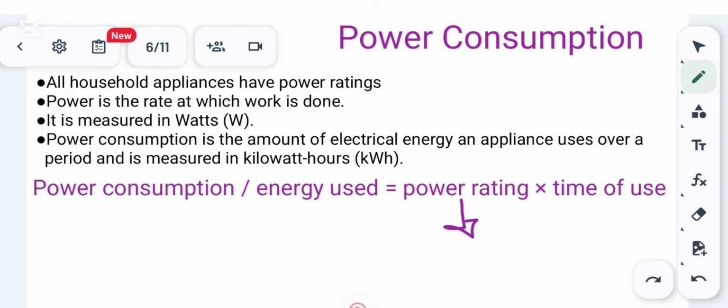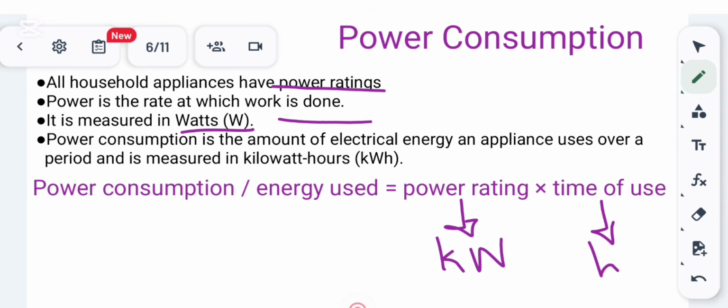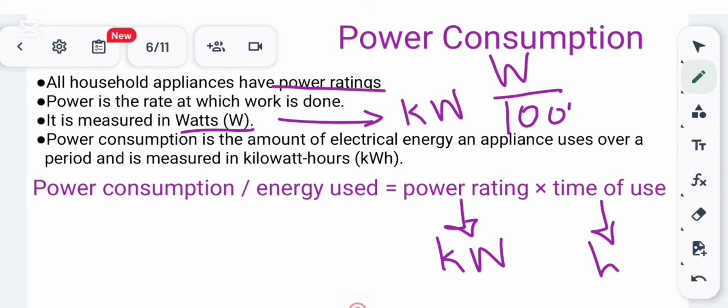This is our power rating. It means that our power rating must be in kilowatts and our time must be in hours. So the power rating of the device, which is given in watts, must be converted to kilowatts. How are we going to do that? We take the value in watts that is given and divide it by 1,000. The answer will be in kilowatts. Don't worry, we're going to do an example just now.